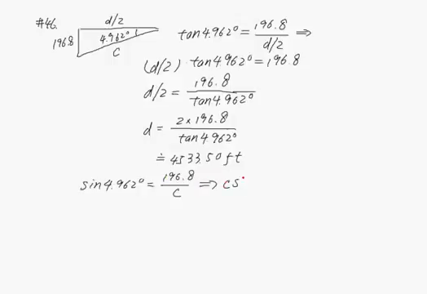We get c times sine of 4.962 degrees equal to 196.8. Then we divide both sides by the sine of 4.962 degrees. Then we get c equal to 196.8 divided by sine of 4.962 degrees.